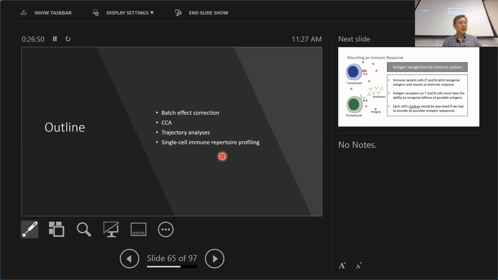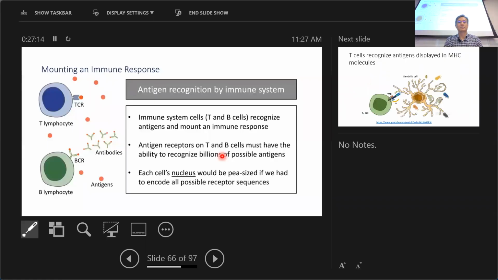Okay, according to our plan, we are going to discuss a separate topic: single cell immune repertoire profiling analysis. Does anyone have any idea what it is? Okay, no idea. So, immune cells. There are macrophages, but here we are talking about the T cell and the B cell, the most abundant immune cells.